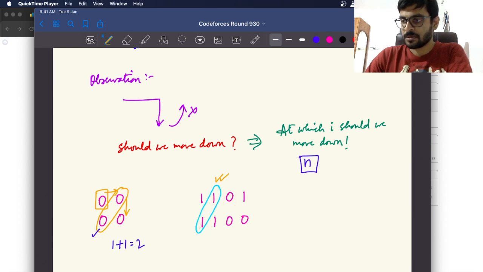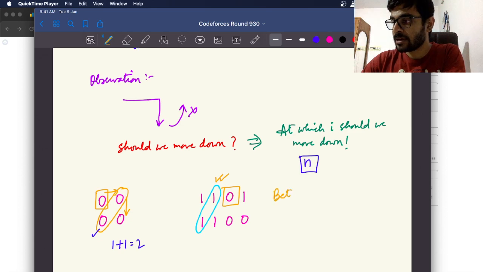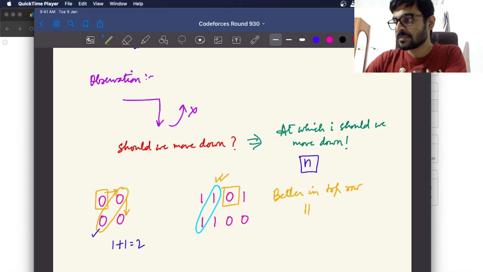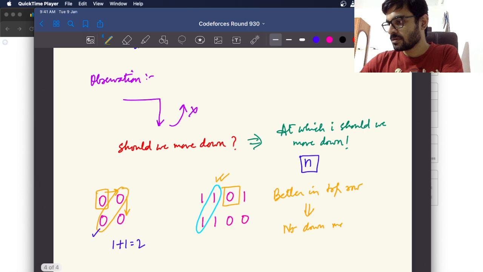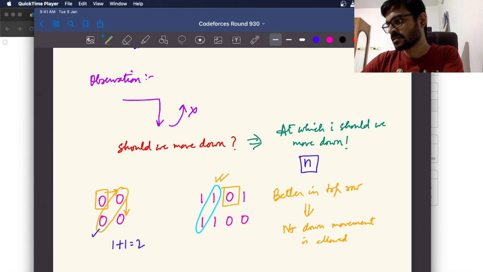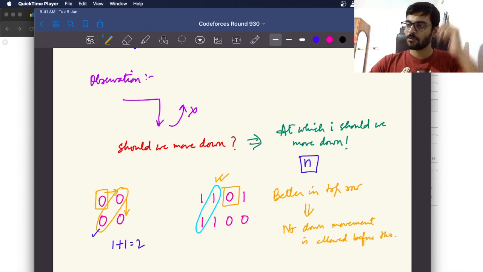So basically, the moment we saw something better in the top row, this is the case of better in the top row. Whenever there is better in the top row, this tells me that no down movement is allowed before this. So basically automatically you come over here, forgetting everything that you had recorded till here.